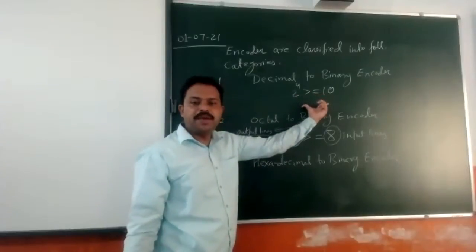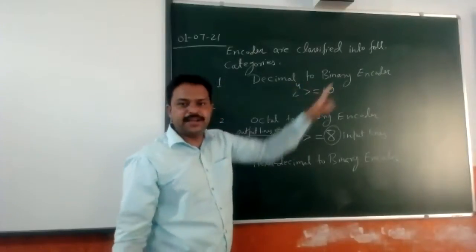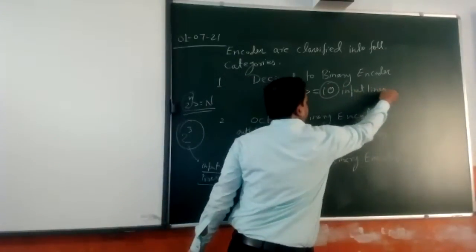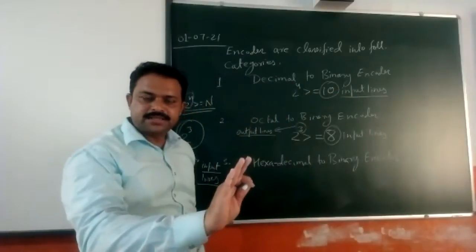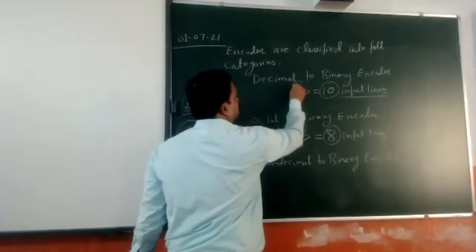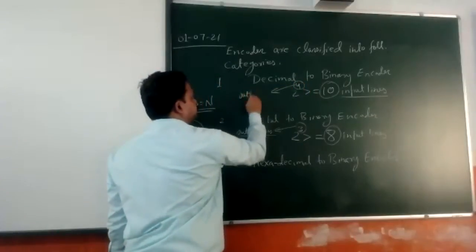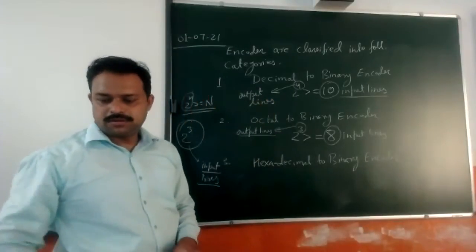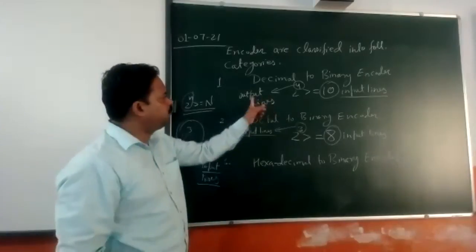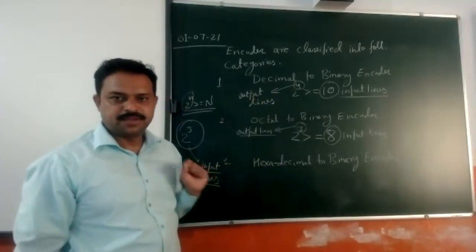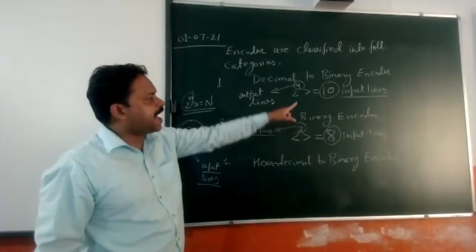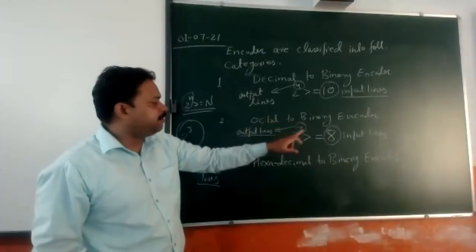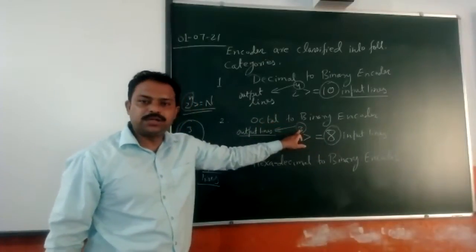Now, can you tell me how many input lines are there for decimal to binary encoder? 10 will be the input lines, and how many output lines? 4 will be your output lines. So in decimal to binary encoder, we will have 10 inputs, 4 outputs. In octal to binary encoder, we will have 8 inputs, 3 outputs.